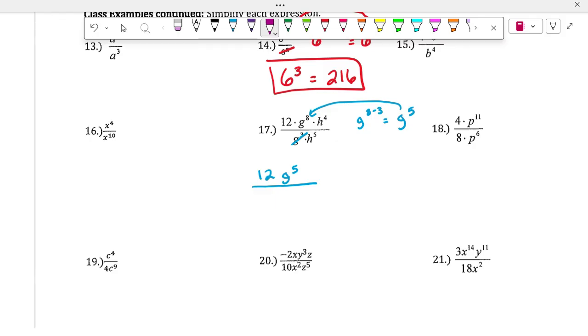Now the h, what's big minus small? 5 minus 4. So that's equal to h to the first, or just h. Where's it going? Numerator, denominator? Denominator. So you can cross out the h to the fourth because it's not going there, and you're going to put it in the denominator. So I'm just going to put an h here. So these aren't necessarily hard. You just got to be really careful. It can be a little bit finicky.